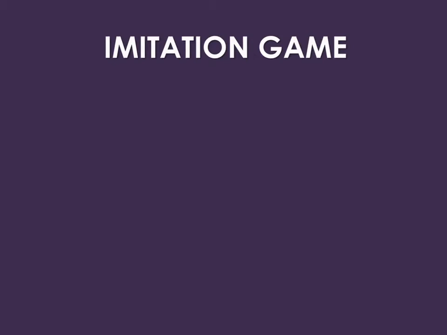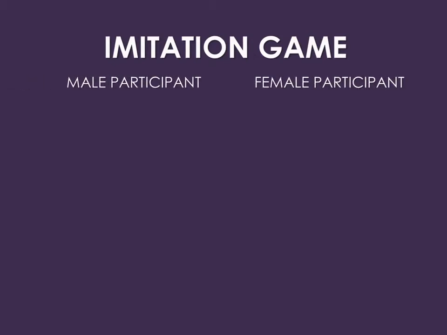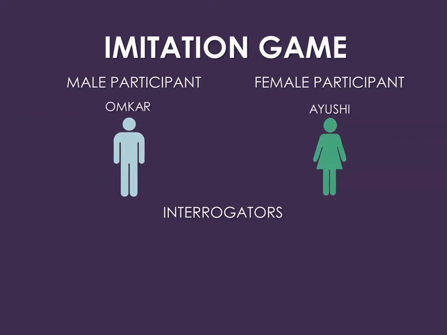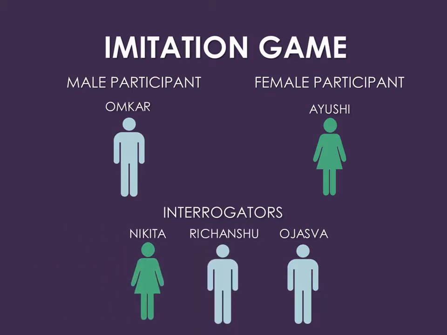Let us take a look into the imitation game. This game involves a male and a female participant as the communicators and a participant of any gender as the interrogator. Let's say the communicators are Ayushi and Omkar, and the interrogator is a mixed group, Ojaswa, Nikita, and Richanshu.